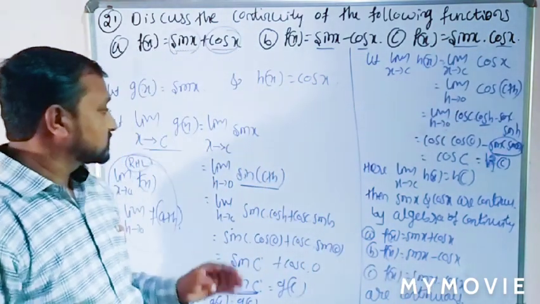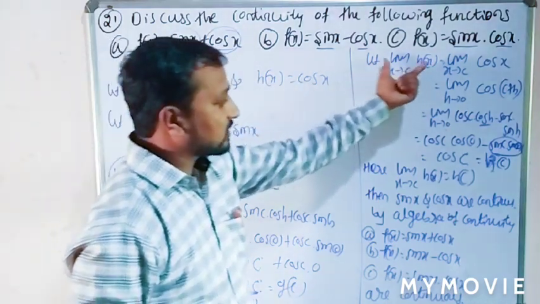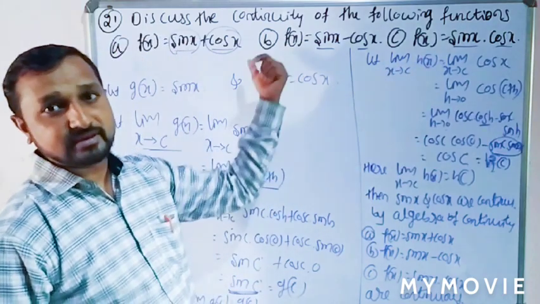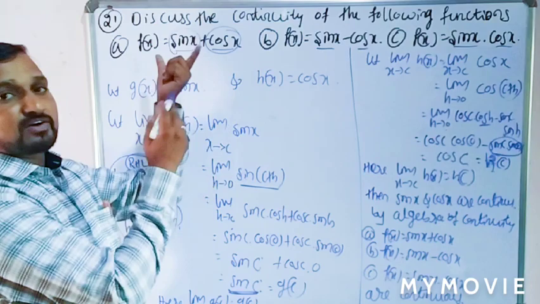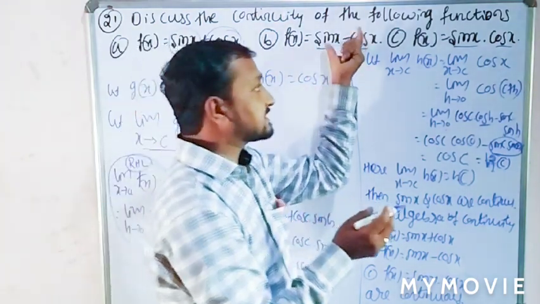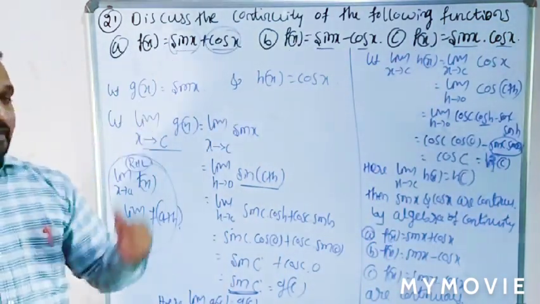Is that clear? So students, first we need to check that sin x is a continuous function and cos x is also a continuous function, by using the formula method, or we can write it directly by using the graph method. So sin x and cos x are continuous, then automatically the addition of two functions is also continuous, subtraction of two functions is also continuous, and multiplication of two functions is also continuous. Okay, so write it down, students.